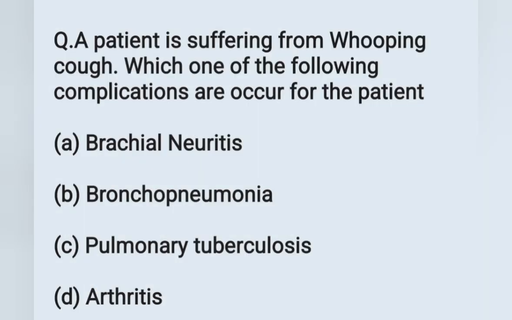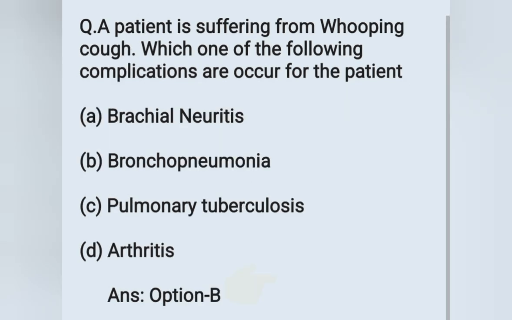And the next question is, a patient is suffering from whooping cough. Which one of the following complications occurs for the patient? Option A, brachial neuritis. Option B, bronchopneumonia. Option C, permanent tuberculosis. Option D, arthritis. Our question is, among these options, which complication can occur for a whooping cough patient? Whooping cough is also known as pertussis or 100-day cough. One of the complications that can occur for this patient is bronchopneumonia. Option B is the correct answer. Brachial neuritis mainly occurs due to the effect of tetanus.